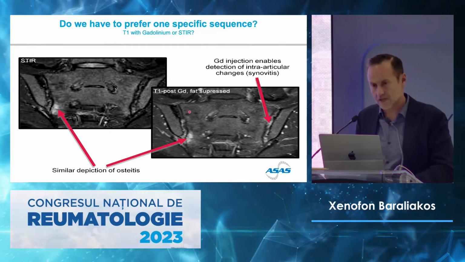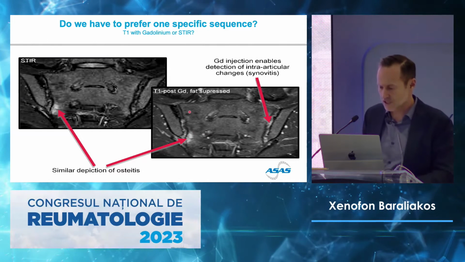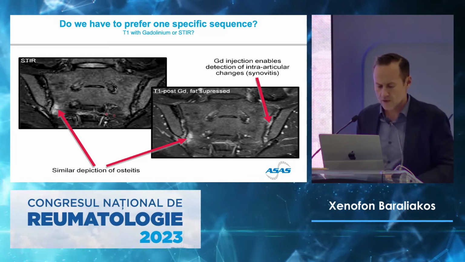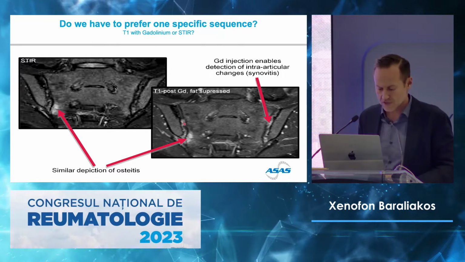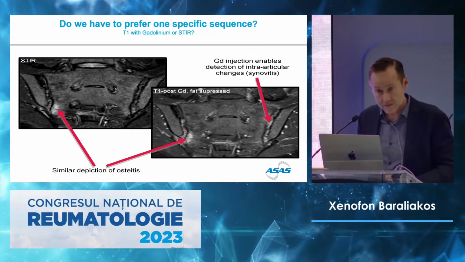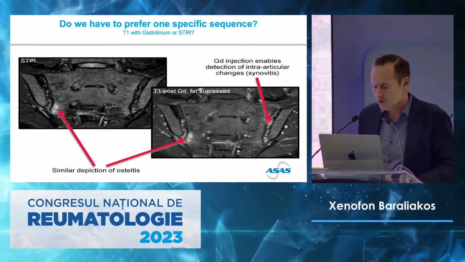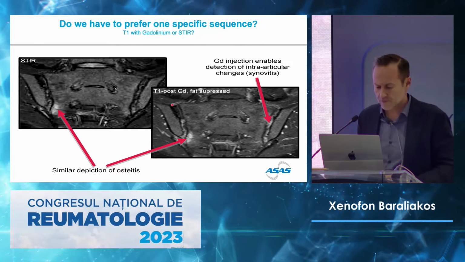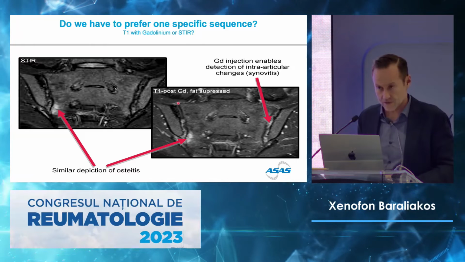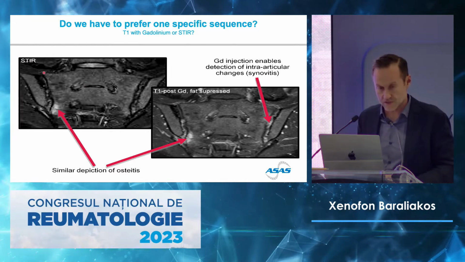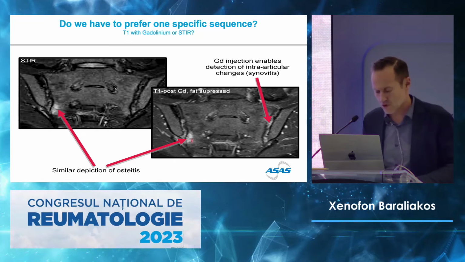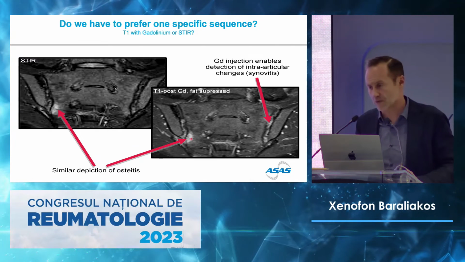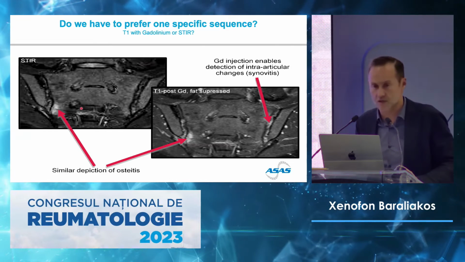Now, what do we see and what do we not see with gadolinium? You see that here. We see osteitis with STEER and gadolinium images. We see synovitis. We do not see capsulitis with the STEER sequences. We see that much better with gadolinium, but again, we're looking into the bone marrow edema mainly, and this is why STEER sequences are good enough.